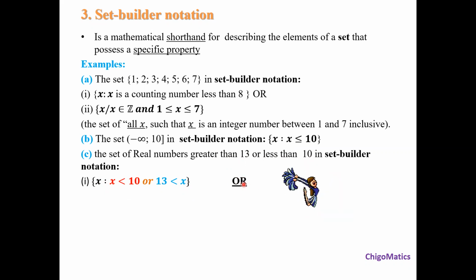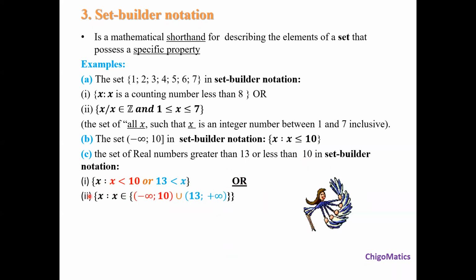So for the "or" part, what you have written like this, we could have written in this way: it is a set of all X such that X is an element of this set, which is a combination of an open interval, now the union, another open interval. Because as you can see, X is greater than 13, but we don't know greater up to where, so it will reach up to plus infinity.